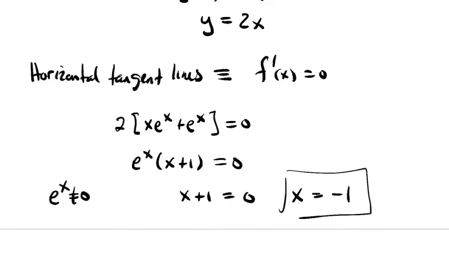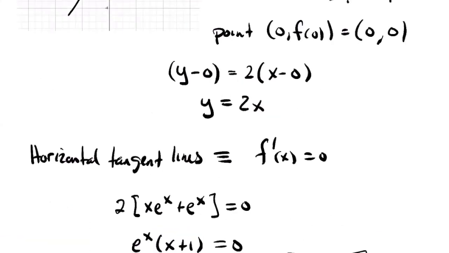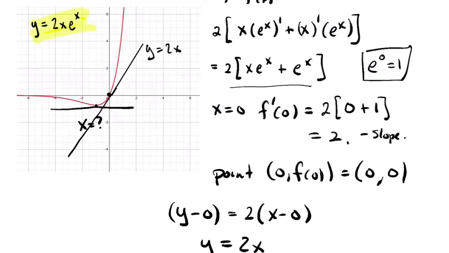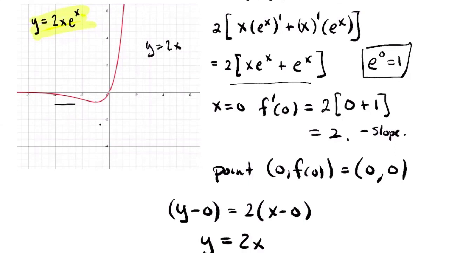And if we return back to the picture, we can see that. I kind of made this picture a little messy. I'm going to get rid of some of my mess here. But yeah, I can look at this graph, and it seems to me that there is precisely one horizontal tangent line. And that horizontal tangent line happens when x is equal to -1.